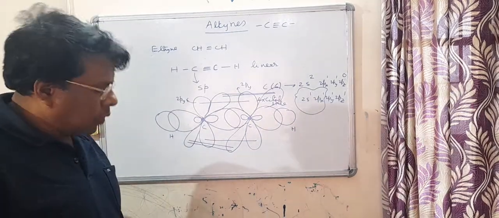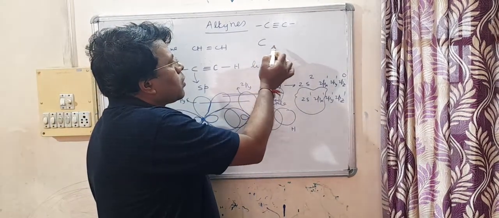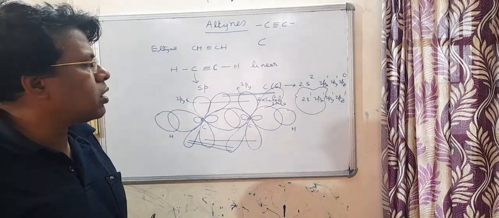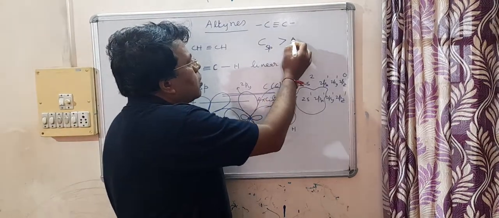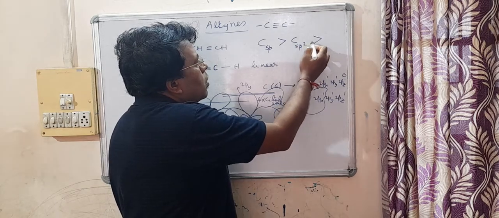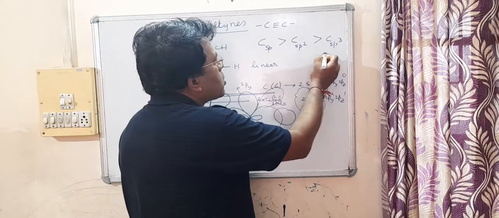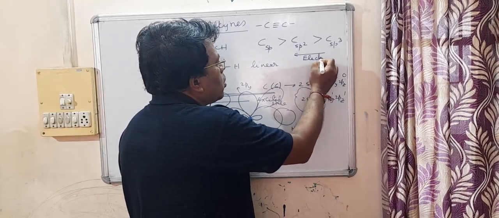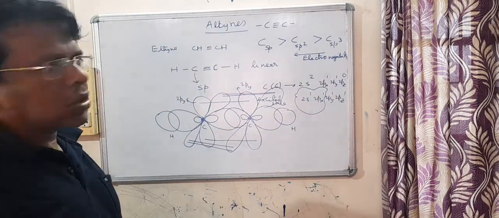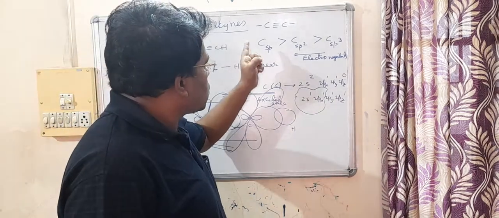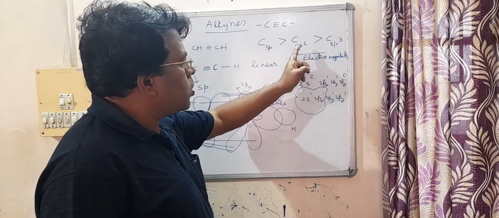Okay, now you have studied before that the electronegativity of carbon depends on the state of hybridization. Carbon which is sp hybridized is more electronegative than carbon which is sp2 hybridized, which in turn is more electronegative than carbon which is sp3 hybridized. This is the electronegativity order. This is a very important thing to know. So why is sp hybridized carbon more electronegative than sp2, which in turn is more than sp3?